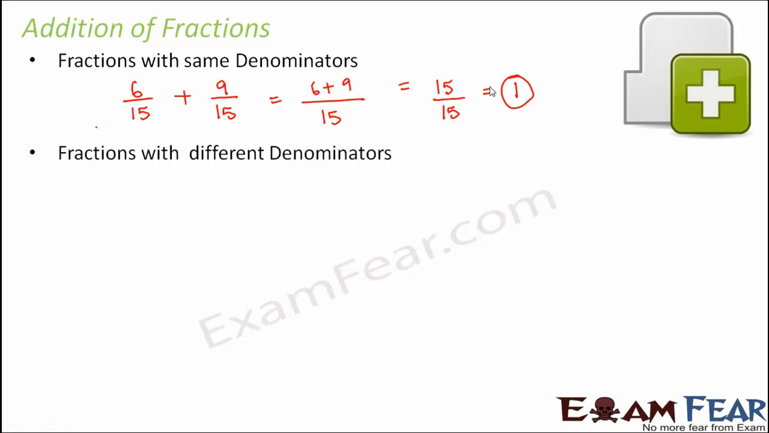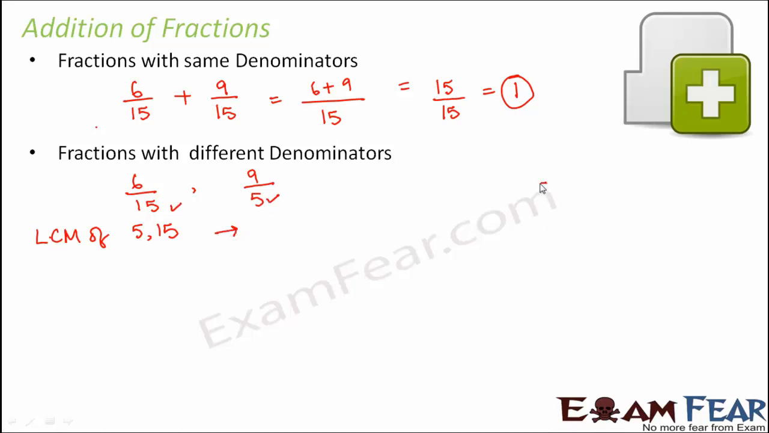What about fractions with different denominators, that is, unlike fractions? For example, you have one fraction 6 by 15 and the other fraction is 9 by 5. So they have different denominators. Here also we will follow the same approach. We are going to convert them into like fractions. How do we convert them into like fractions? Again, we will take the LCM of 5 and 15, that is, the LCM of the two denominators.